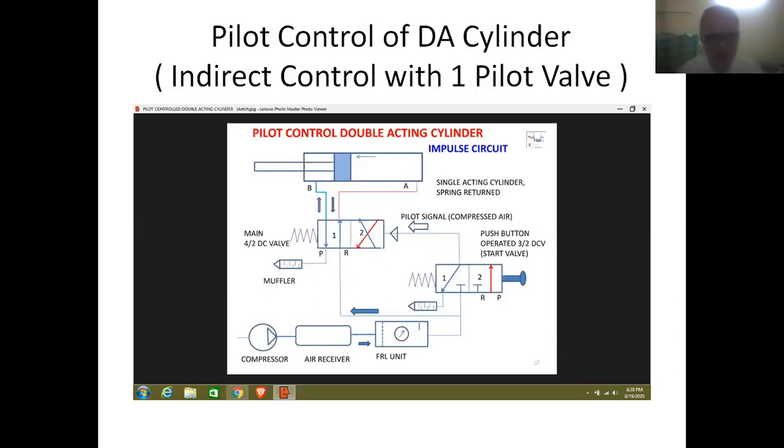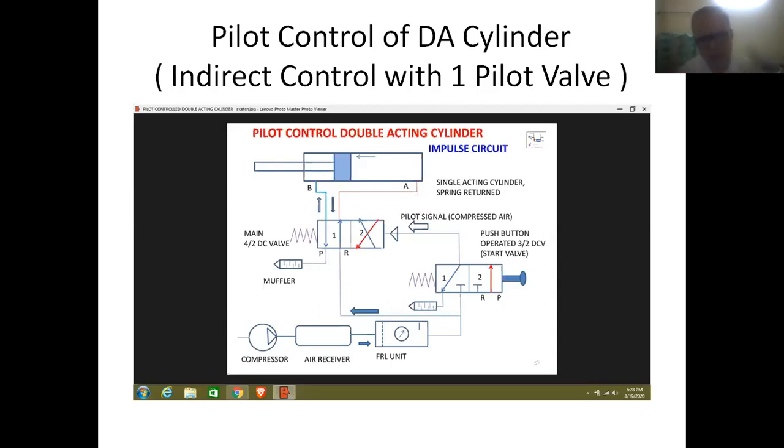And in the second position of the DC valve, the inlet will be in contact with the second outlet, and the first outlet will be in contact with the exhaust. Therefore, fluid will be entering from the right-hand side of the piston and leaving from the left-hand side of the piston.